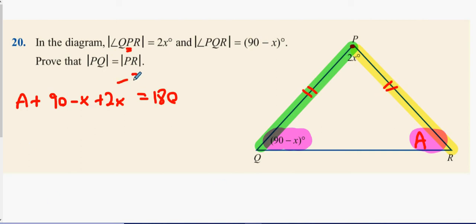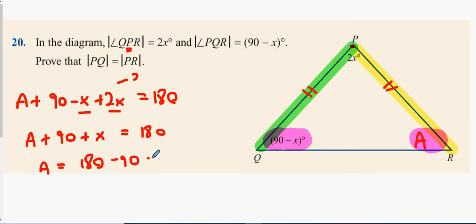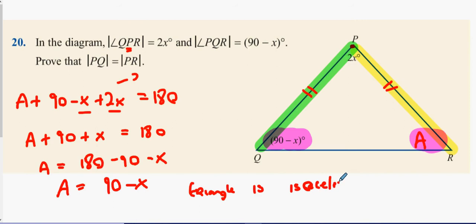Let's find out. We add them together. So we're going to get A plus 90 minus x plus 2x, which is plus x, equals 180. Move it all over one side and we get A equals 180 minus 90 minus x. And then we're going to get A equals 180 take away 90, which is 90 minus x. And now we know that triangle is isosceles. So PQ equals PR.